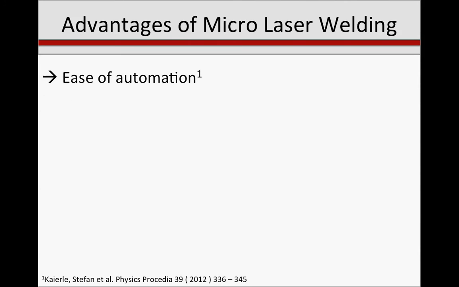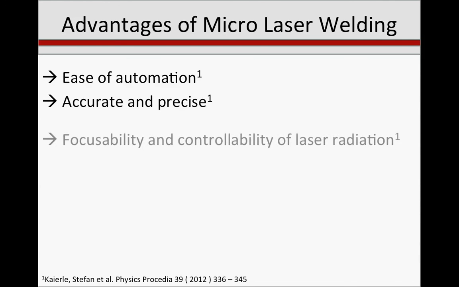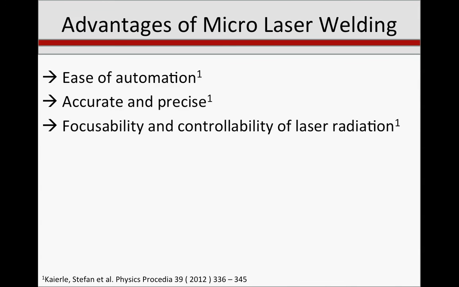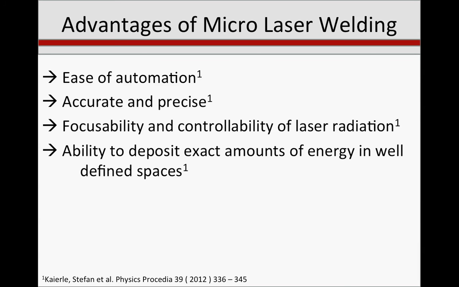Microlaser welding offers some significant advantages over other types of welding. The first is its ease of automation, which allows it to be optimized for high-throughput operations. The small size of the components also allows for great accuracy and precision of welded components. The focusability and controllability of the laser radiation is what allows for this accuracy and precision. Microlaser welding allows for the ability to deposit exact amounts of energy in well-defined spaces due to the ability to control this laser radiation.